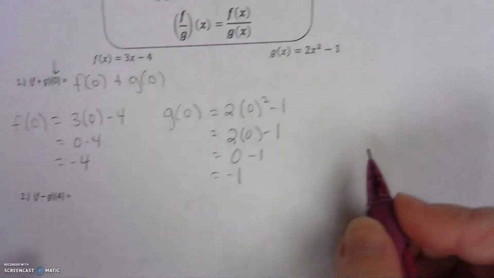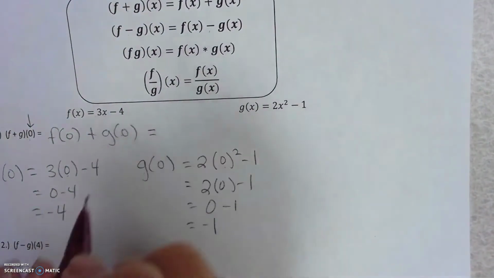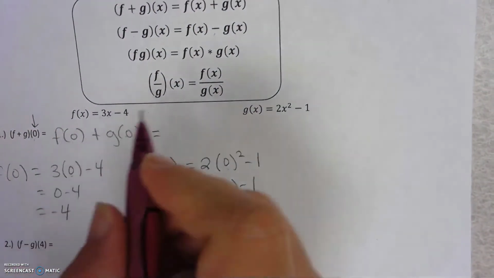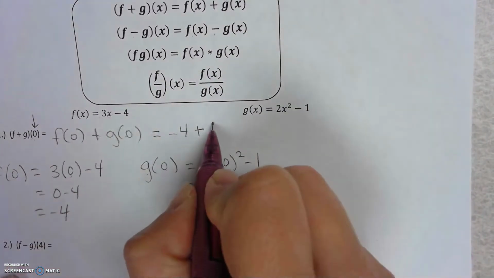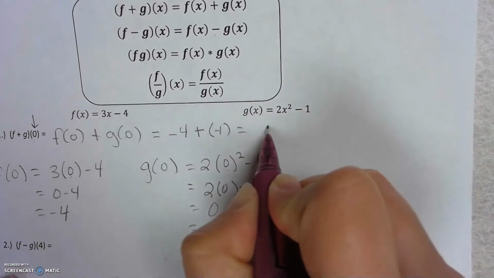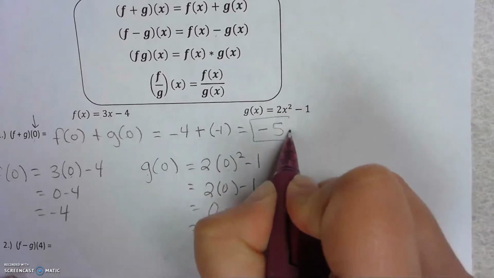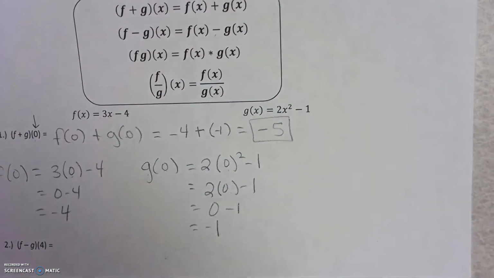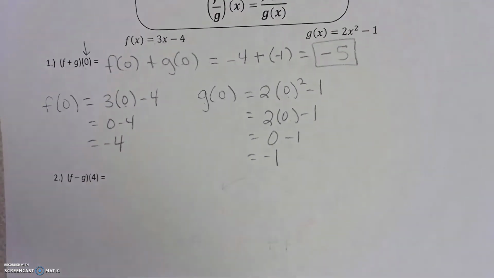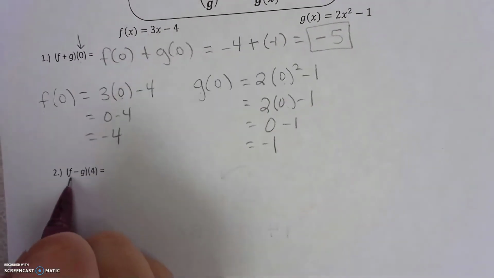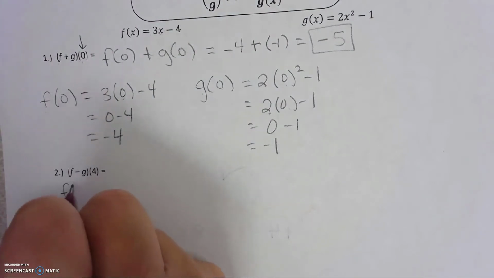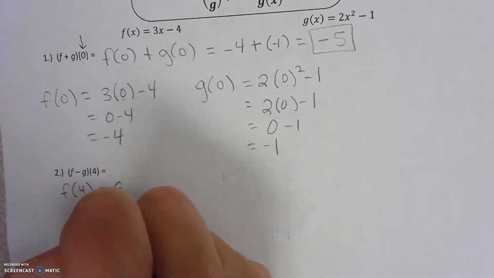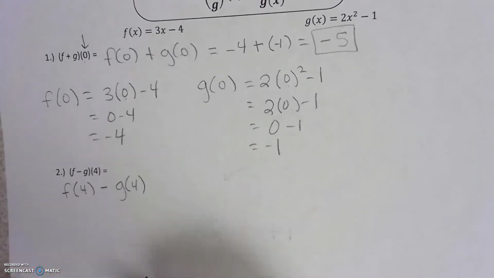Alright, now I take those two and I'm going to add them together. So f of 0 is negative 4. I add to it g of 0, which was negative 1, and that will give me a final answer of negative 5. Alright, we'll do the same thing with f minus g of 4. This means to take f of 4 and subtract from it g of 4.